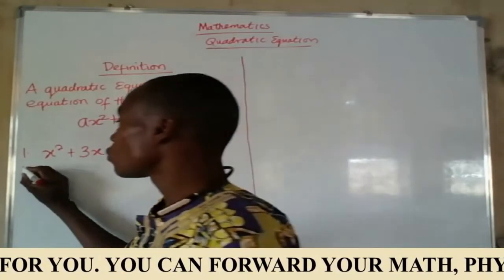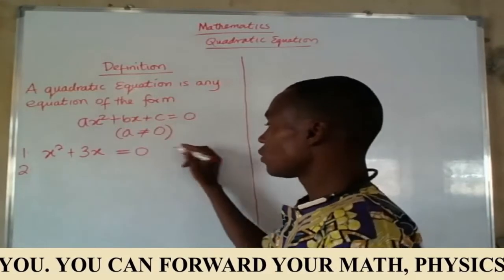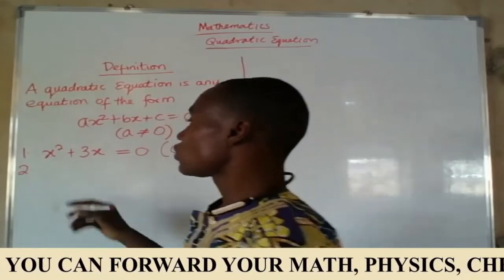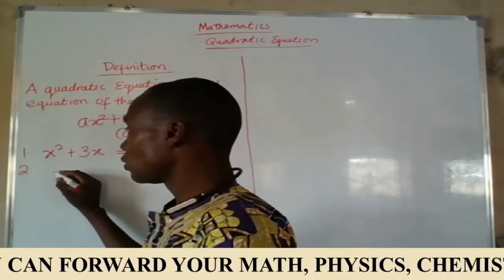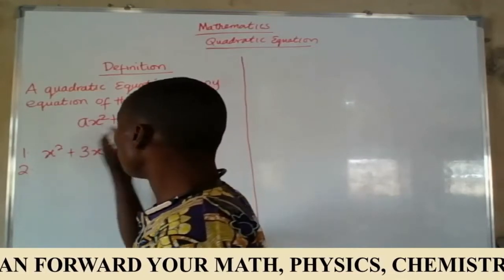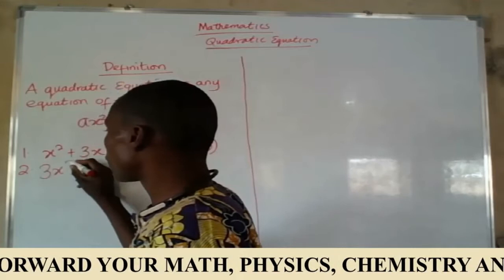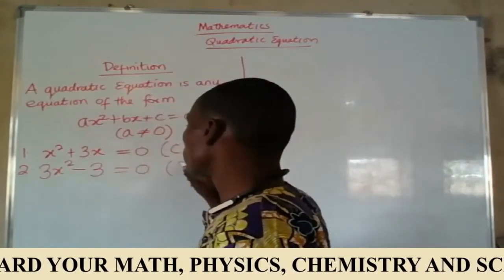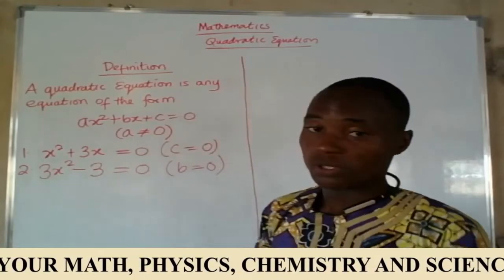Another special case will be the case where the middle term, that's b, is equal to 0. This is the case where c is 0. Another special case will be the case where b is equal to 0. So we could have 3x squared minus 3 is equal to 0. So this is a special case with b being equal to 0.